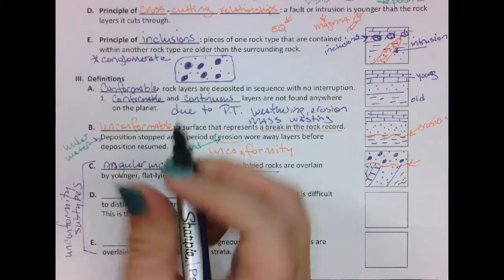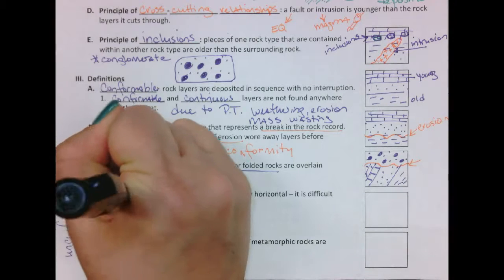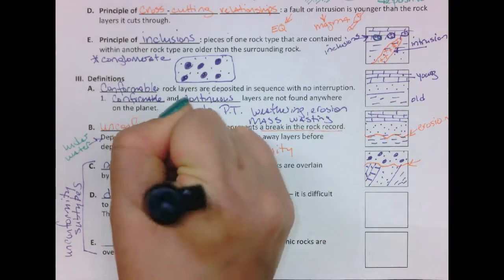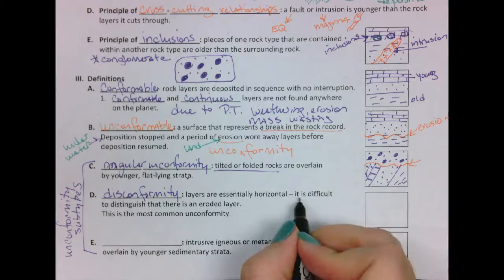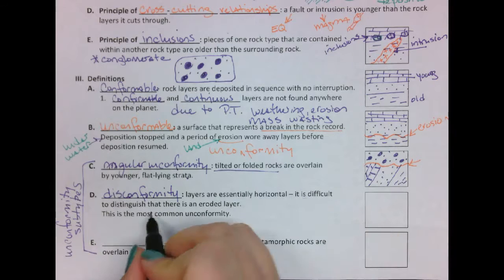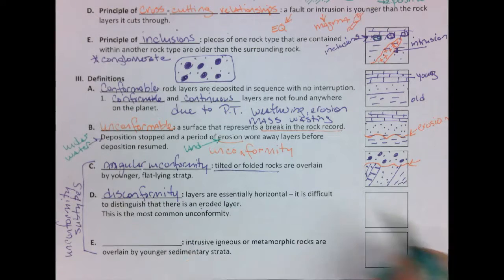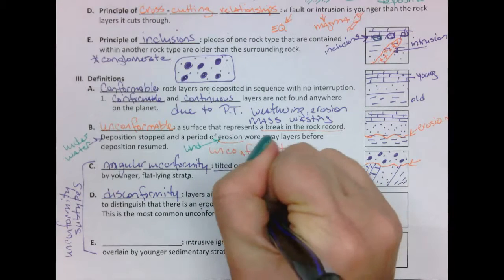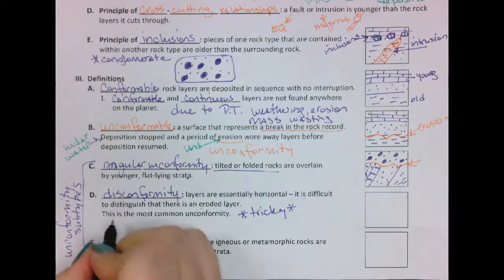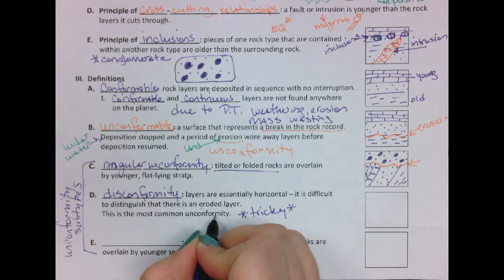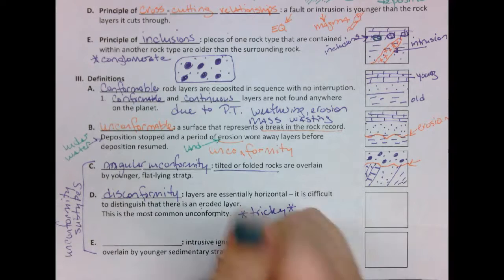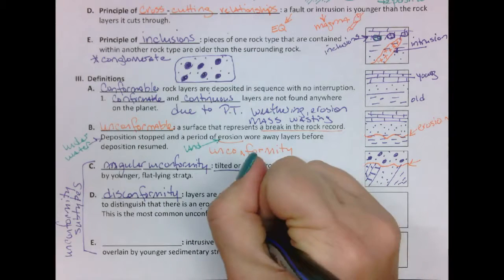The next on our list is a disconformity. A disconformity, the layers are all horizontal. It's difficult to distinguish as an eroded layer at all. It is tricky. And you notice this is the most common of the unconformities. The reason it's tricky is because the erosion is hidden.